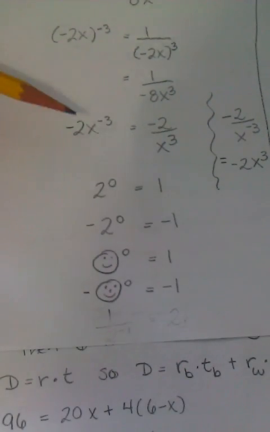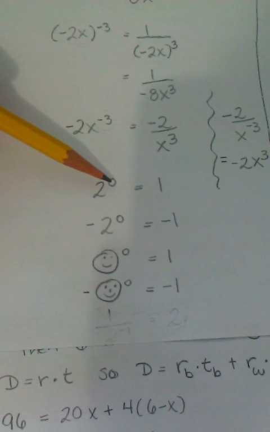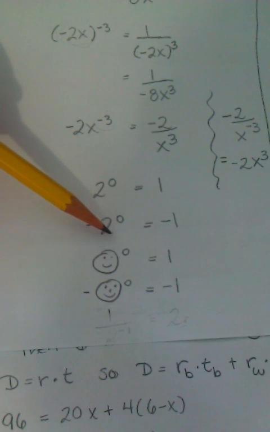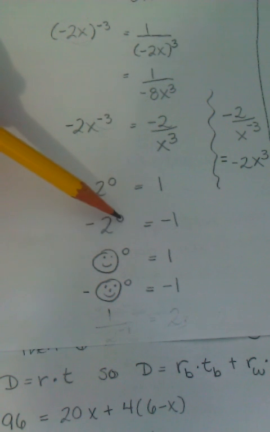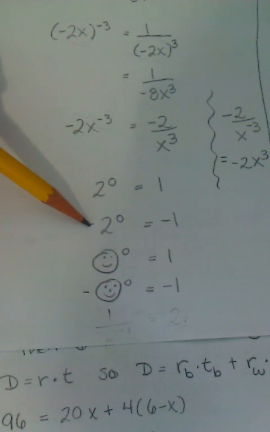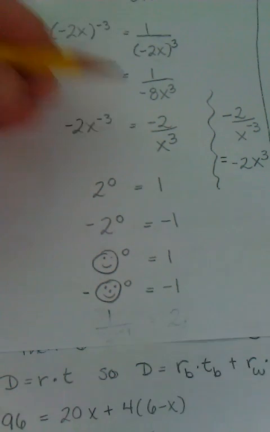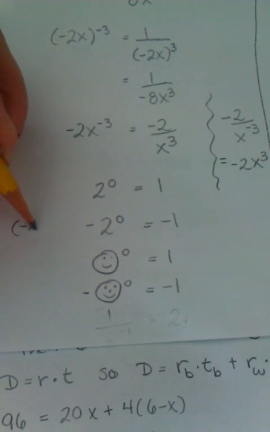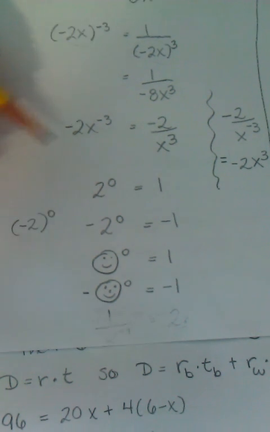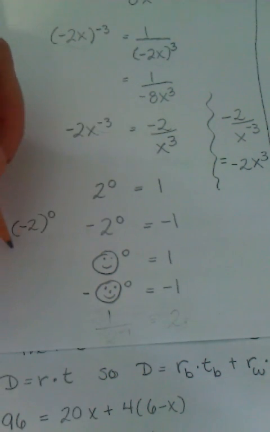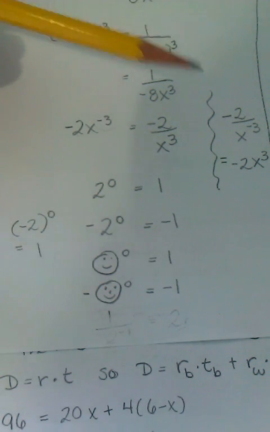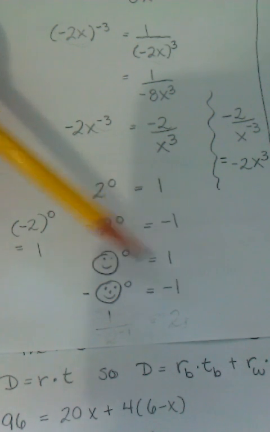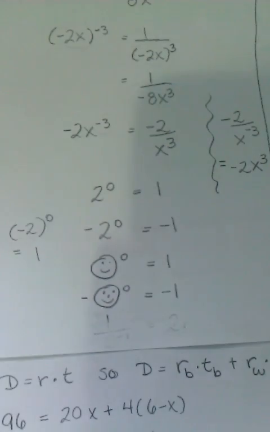If I have 2 to the 0 power, again, anything raised to the 0 power equals 1, so I say that's 1. If I have negative 2 to the 0 power, this is not in parentheses, so the 2 gets raised to the 0 power, the negative just stays there. So this is negative 1. That would be different than if I had (negative 2) to the 0 power. (Negative 2) to the 0 power would be 1, because all of this is being raised to the 0 power. So if you had smiley face to the 0 power, that equals 1. If you had a negative smiley face to the 0 power, that equals negative 1.